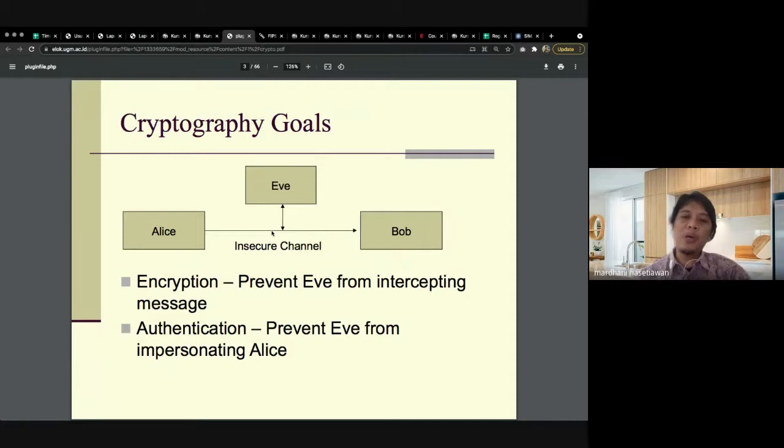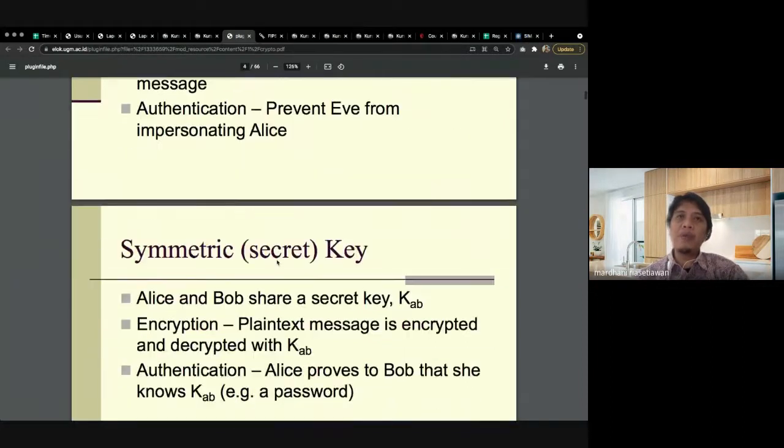So maybe if they know about the message from Alice and Bob, they cannot see what the message itself is. That would be the concept of cryptography.